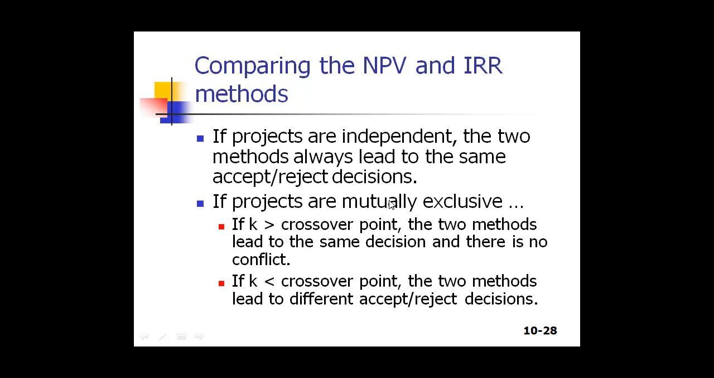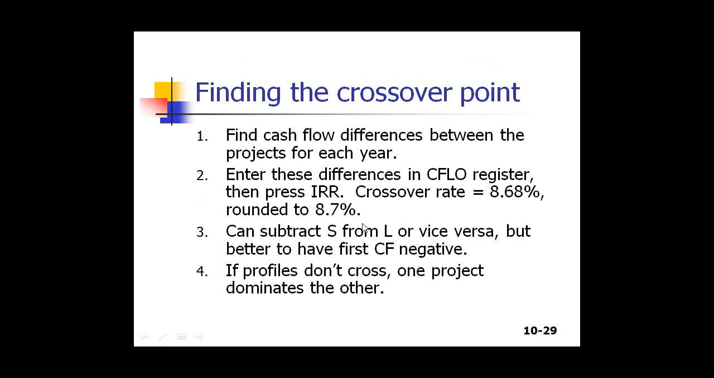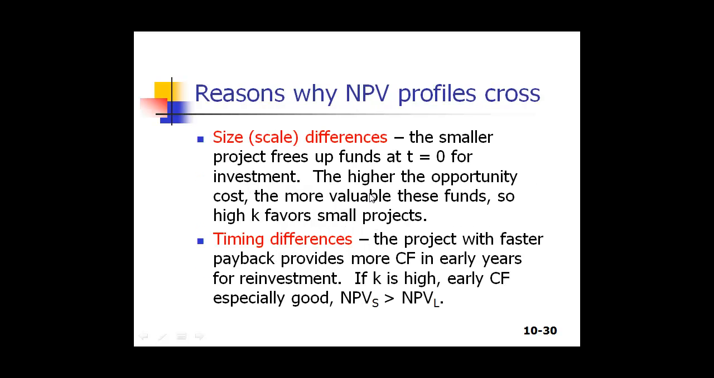But if projects are mutually exclusive, do they give you the same result? It depends on the discount rate. We did this last time. If we are to the left of the crossover point, they give a conflict. When there's a conflict, go with NPV. And we've talked about finding the crossover point. You can either equate the NPVs and solve for R, or you can look at the profile.